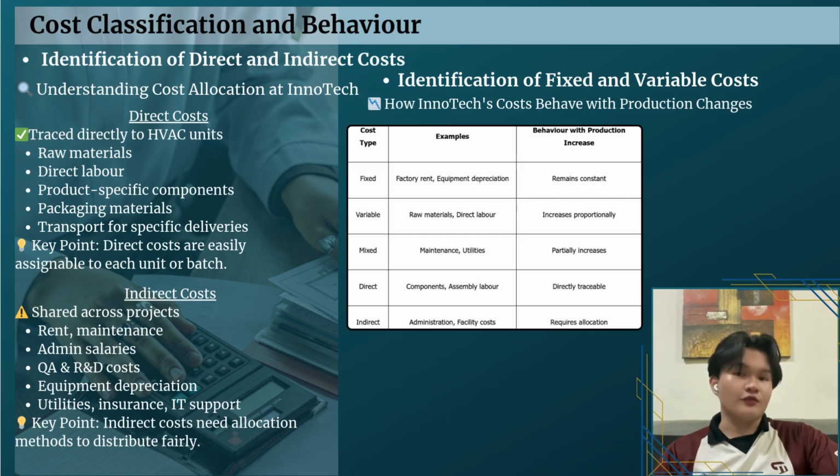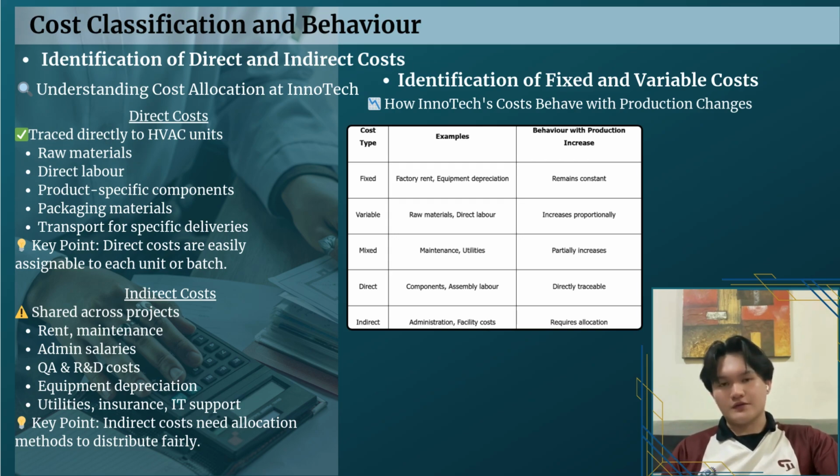Now let's move into how different costs behave at InnoTech as production levels change. First, we have fixed costs. These remain unchanged no matter how many HVAC units are produced. For example, the factory lease, administrative salaries, and depreciation total over 200,000 ringgit monthly. These are predictable and stable costs. Next are variable costs, which increase with each unit produced. This includes raw materials, labor, logistics, and testing supplies. For every HVAC unit, InnoTech spends about 1,470 ringgit in variable costs alone.